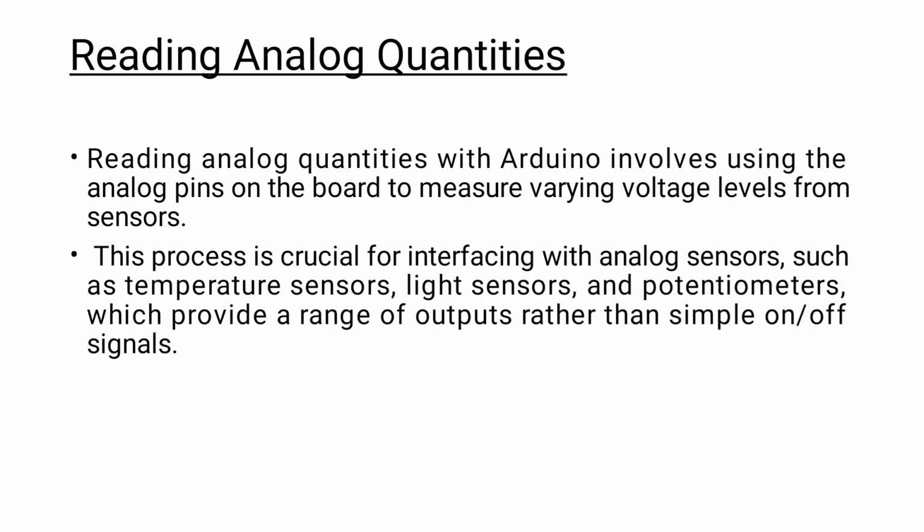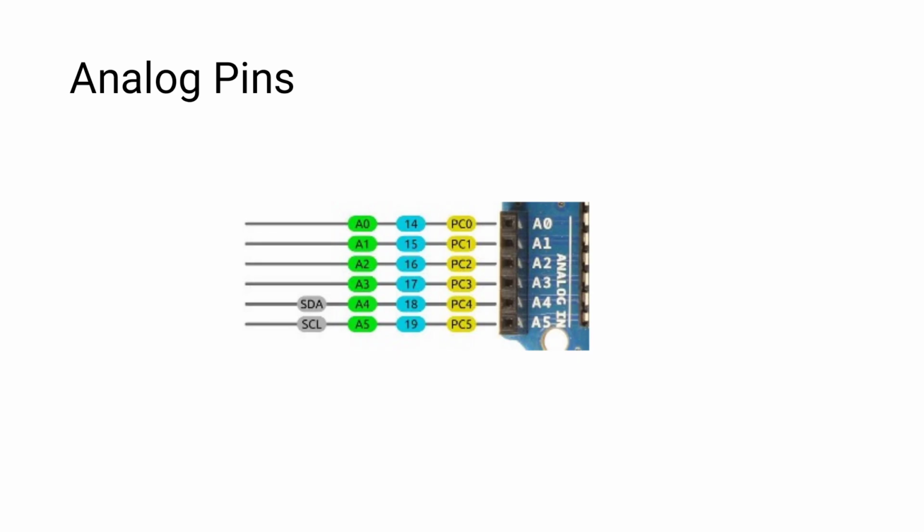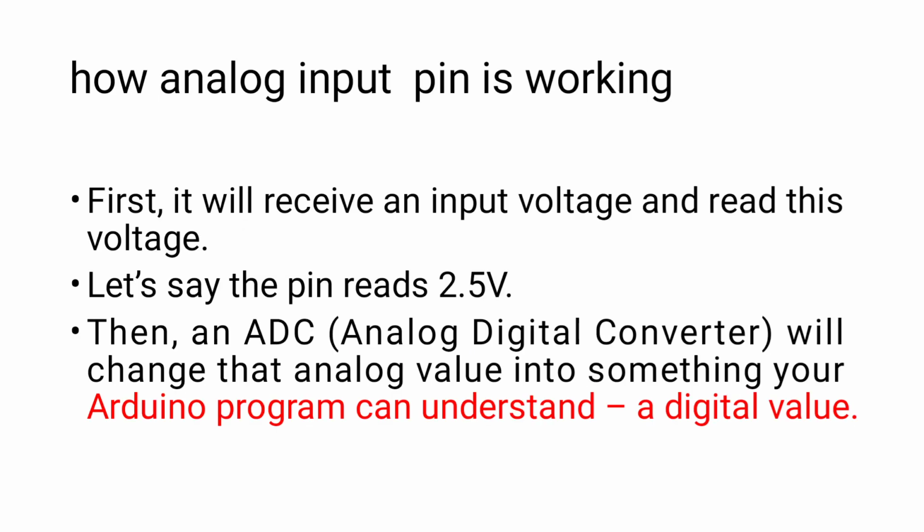Reading an analog quantity with Arduino involves an analog pin on the board to measure a varying voltage. It can be interfaced with analog sensors such as a temperature sensor, light sensor or potentiometer, which provide a range of output rather than just on and off. You will have six pins, A0 to A5. These are all the analog pins used in Arduino.